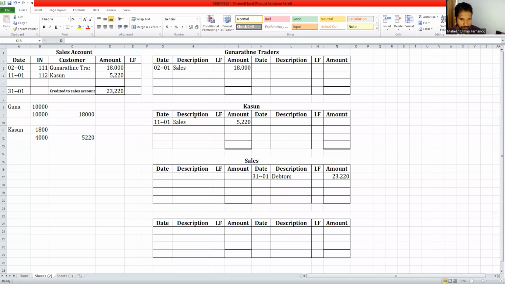Gunaratna's sales, what we have sold to Gunaratna: 100 bags of sugar at 100 rupees per bag. So 100 into 100 is 10,000, and 50 packets of dal at 200 rupees per packet. 50 multiplied by 200 is once again 10,000. Therefore, the total sale is 20,000. 20,000 minus 10% trade discount is 18,000. That is what you can record in the sales journal.